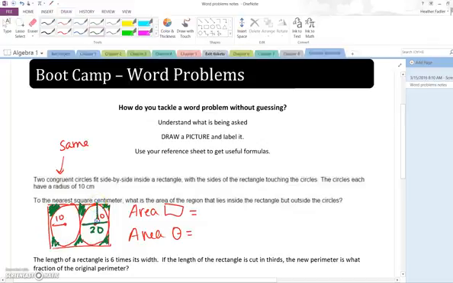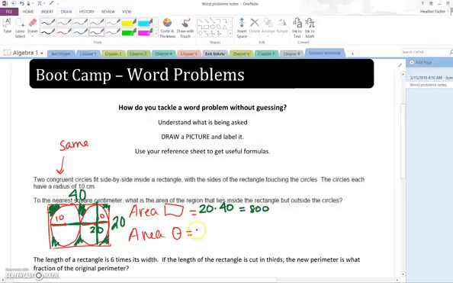Diameters also go up and down, so the length of this rectangle is the same as the diameter of the circle. The width of the rectangle would be the same as the diameter of both circles. So both circles have a diameter of 20 and 20, which is 40. So this length would be 40 here. The area of the rectangle is 20 times 40, which is 800.